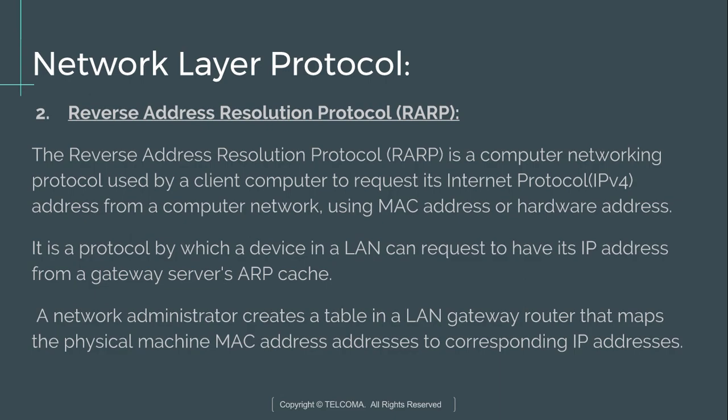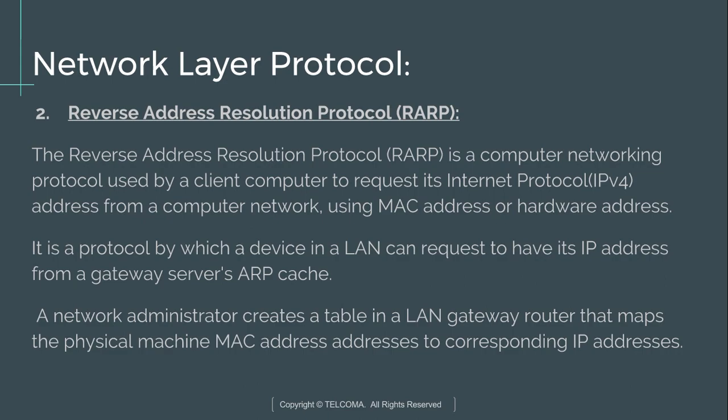Then there is Reverse Address Resolution Protocol, that is RARP. The Reverse Address Resolution Protocol is a computer networking protocol used by a client computer to request its Internet Protocol IPv4 address from a computer network. So it is used to get an IP address.